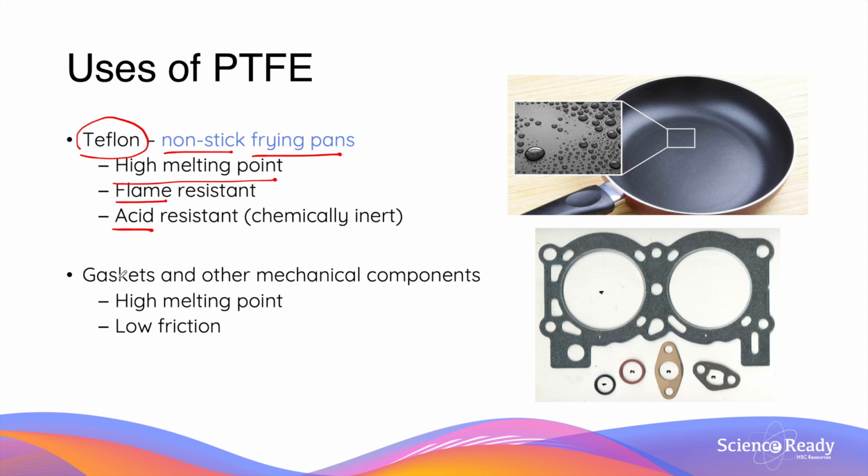A secondary use of PTFE is in mechanical components such as gaskets. This is because they have a high melting point and more importantly, they have a low friction, which is a very useful trait to have when it comes to engineering.